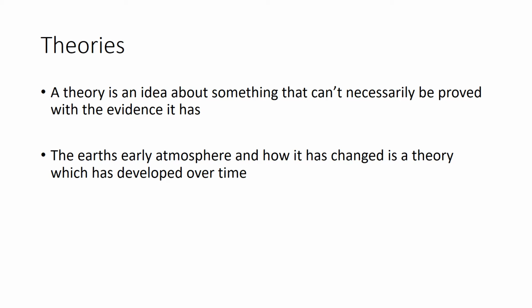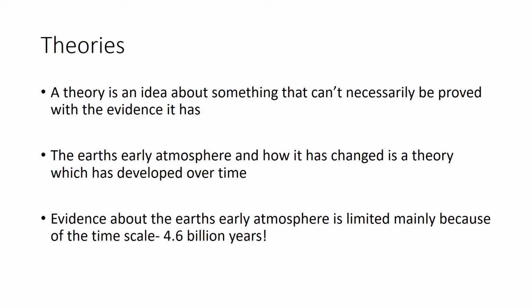So the Earth's early atmosphere and how it's changed is a theory. It has to be a theory because we cannot prove it with the evidence that we have, mainly because the time scale goes back 4.6 billion years. There was no life, certainly no people that long ago, and the Earth has changed a lot in that time. So even looking at rock evidence and things like that can only go back so many years.